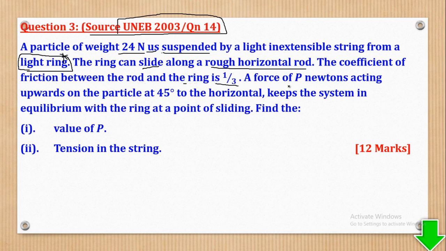The coefficient of friction between the rod and the ring is 1/3. A force of P newtons acting upwards on the particle at 45 degrees to the horizontal keeps the system in equilibrium. So this is the most crucial word. With the ring at the point of sliding, meaning it's in limiting equilibrium. Find, Roman 1, the value of P, Roman 2, the tension in the string.